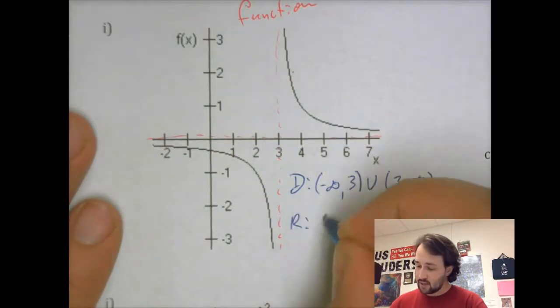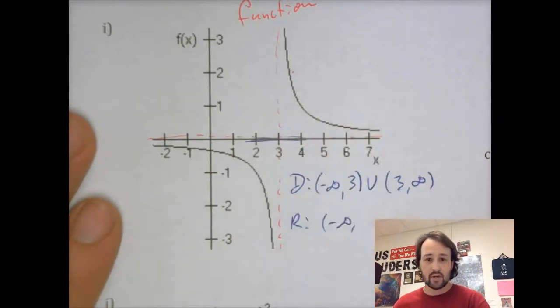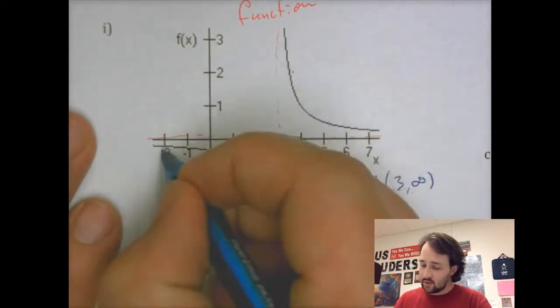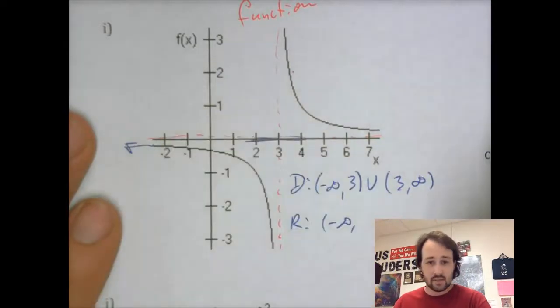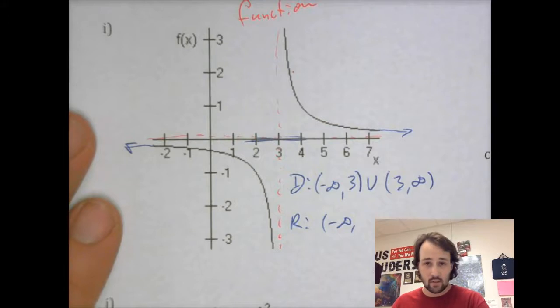For the range, it goes from negative infinity, and it looks like 0 is not included because of my asymptote there. It gets closer and closer to 0 in this direction, but it's never going to touch it, I promise. And it gets closer and closer to 0 in that direction, it's never going to touch it, I promise.